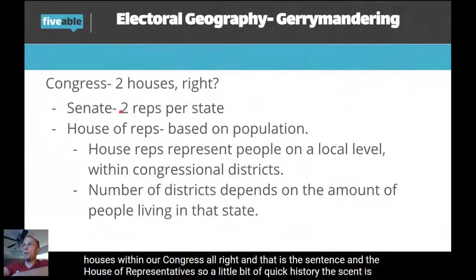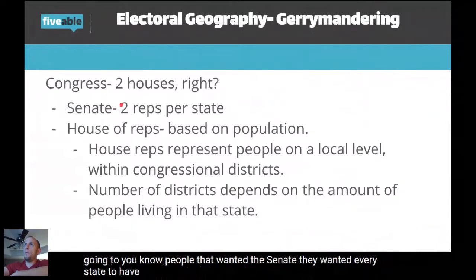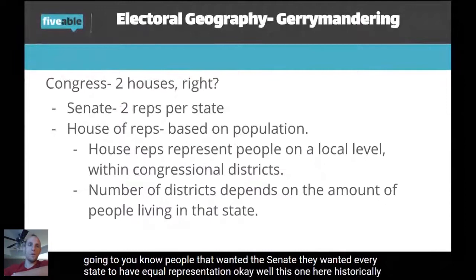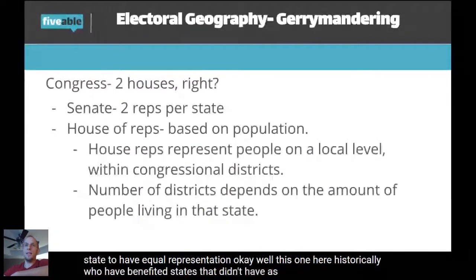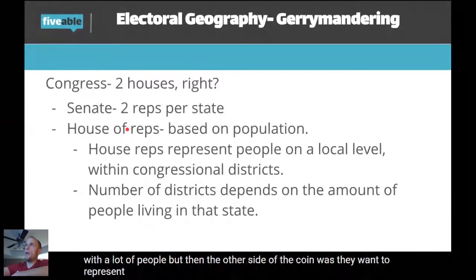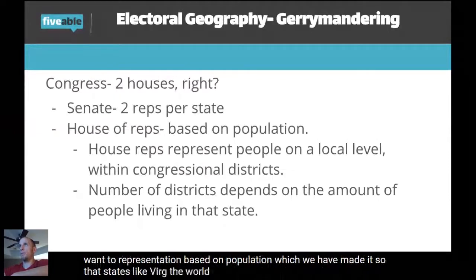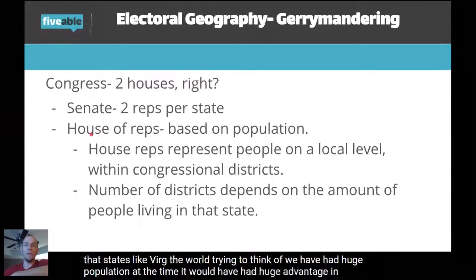So a little bit of quick history. People that wanted the Senate wanted every state to have equal representation. Well, this historically would have benefited states that didn't have as many people over states with a lot of people. But then the other side of the coin was they wanted representation based on population, which would have made it so that states like Virginia, I think, would have had a huge population at the time. It would have had a huge advantage in Congress.